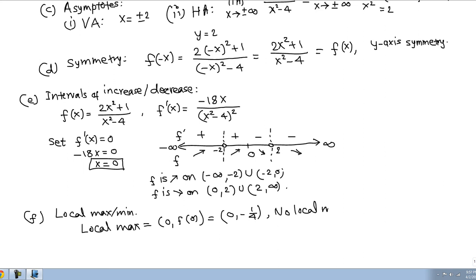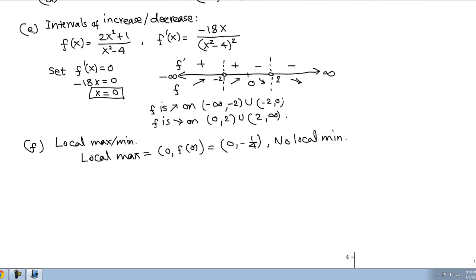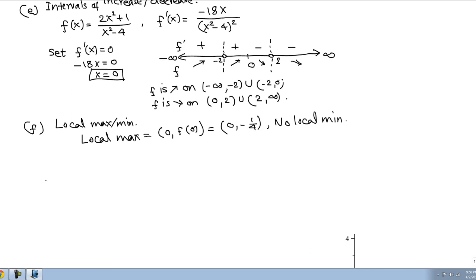So no local minimum. Okay, and finally we have to test the concavity, last part, concavity.